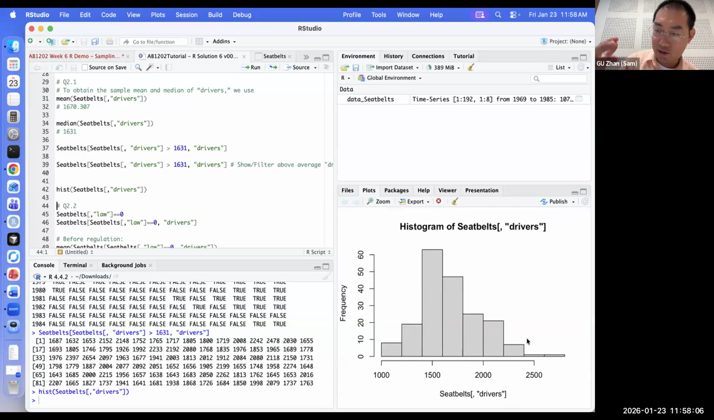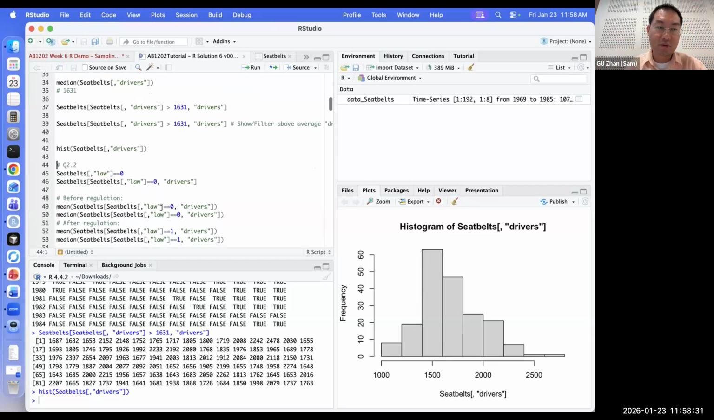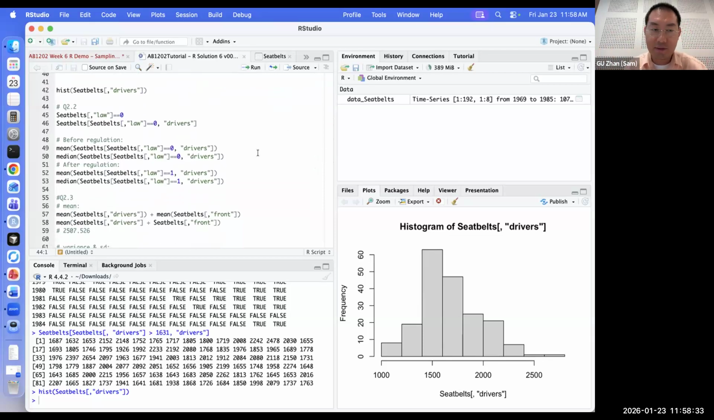There's more extreme car accidents, where more drivers are being killed. So this right skewed means the number of drivers being killed in a particular year. If it's right skewed, on the right side or right tail there will be less data. There's a longer, flatter tail, but there's more extreme values. So based on the distribution, you can interpret what's happening.